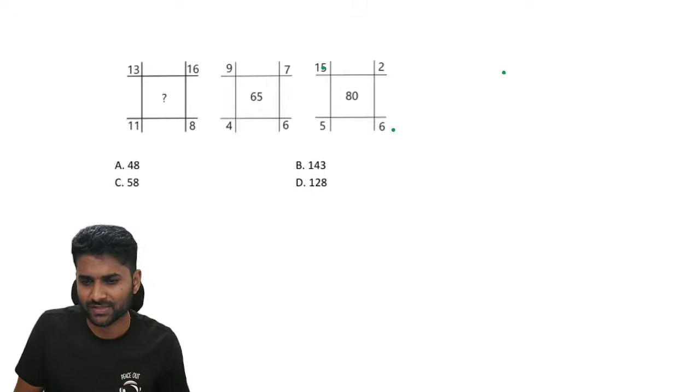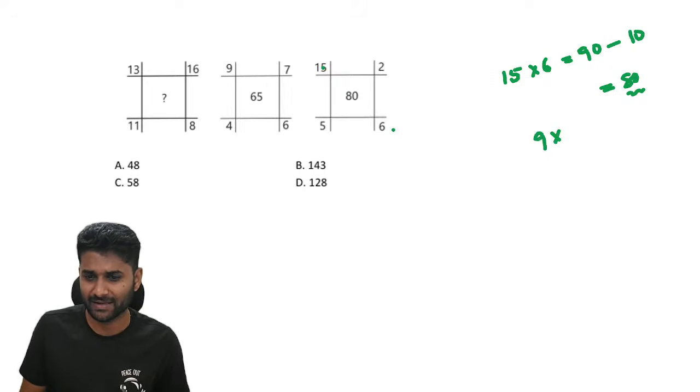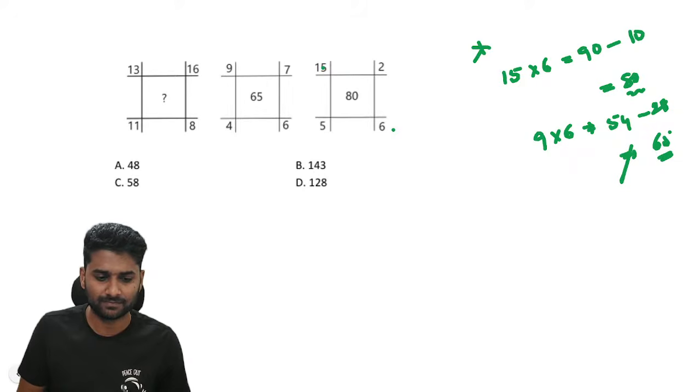15 into 6 is 90. 5 into 2 is 10. Just subtract, you will get 80. But is the same thing applicable for the second one? Let's verify. 9 into 6 is 54, and 7 into 4 is 28. If you go through the difference, definitely it is not equal to 65. So this is not possible. Clear?